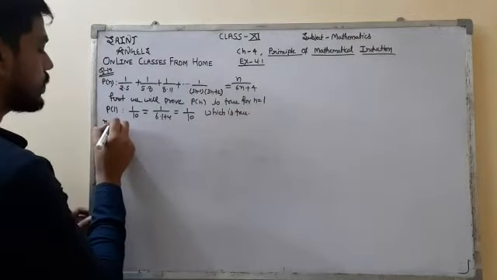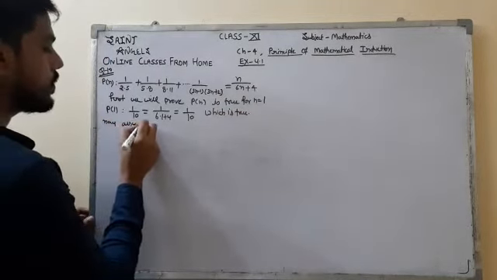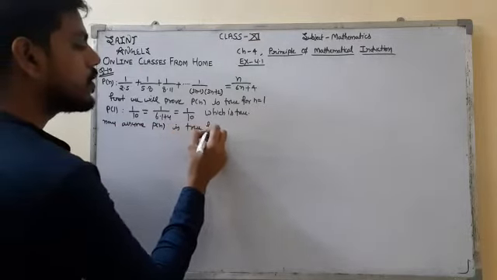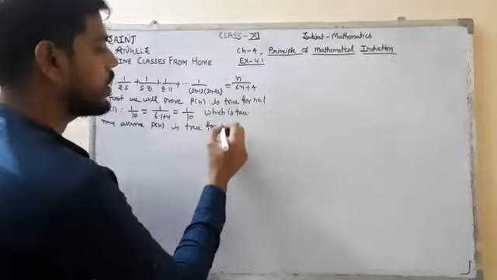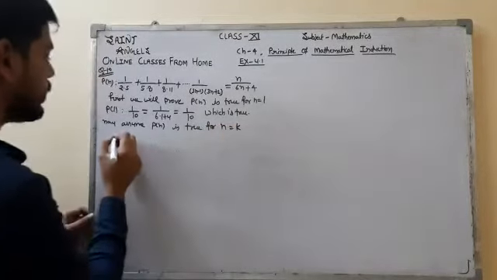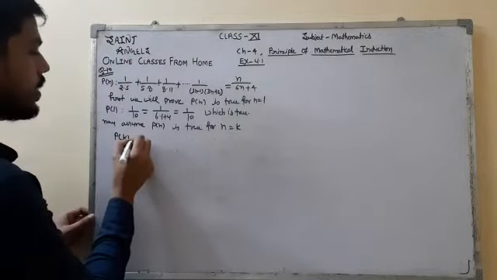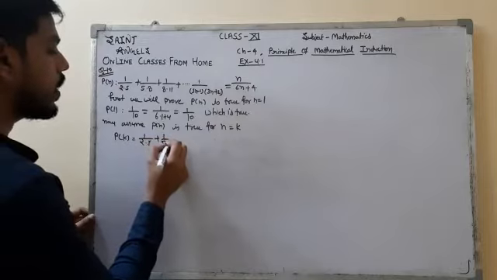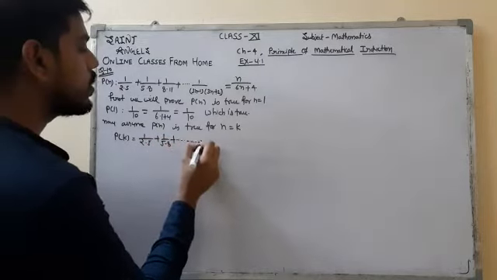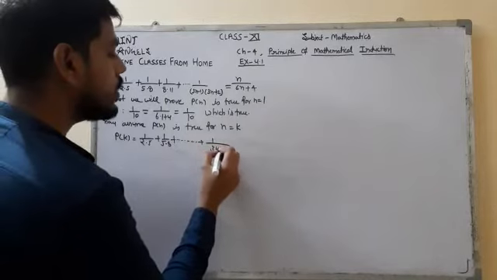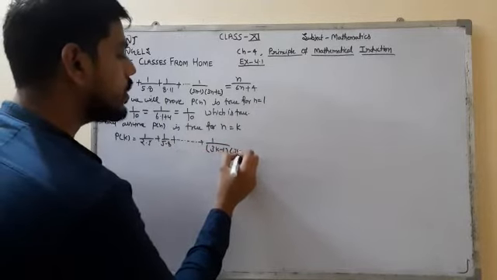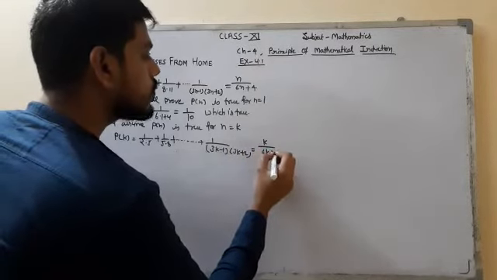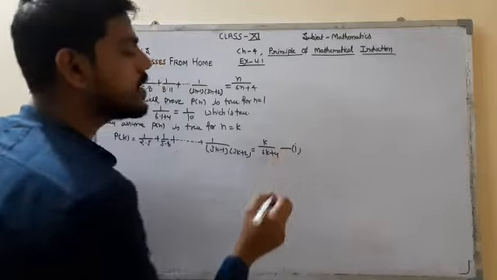Now assume Pn is true for n equals to k. For n equals to k, it means Pk equals to 1 upon 2 into 5 plus 1 upon 5 into 8 plus up to 1 upon 3k minus 1, 3k plus 2 equals to k upon 6k plus 4. It is true and we will consider it as first.